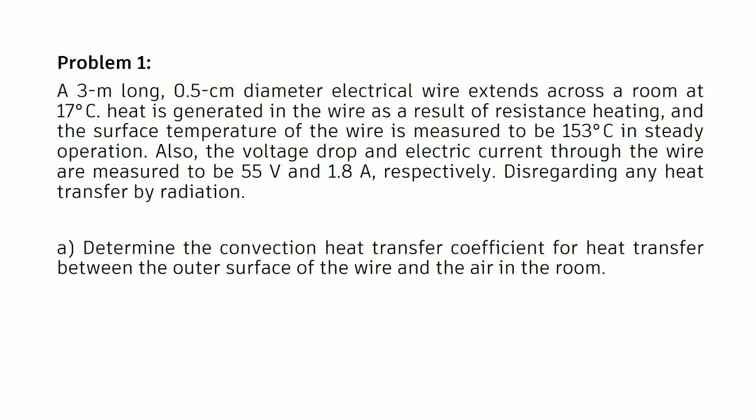The convection heat transfer coefficient for heat transfer from an electrically heated wire to air is to be determined by measuring temperatures when steady operating conditions are reached and the electric power consumed. Let's assume that steady operating conditions exist since the temperature readings do not change with time. And here, radiation heat transfer is negligible. So when steady operating conditions are reached, the rate of heat loss from the wire equals the rate of heat generation in the wire as a result of resistance heating.